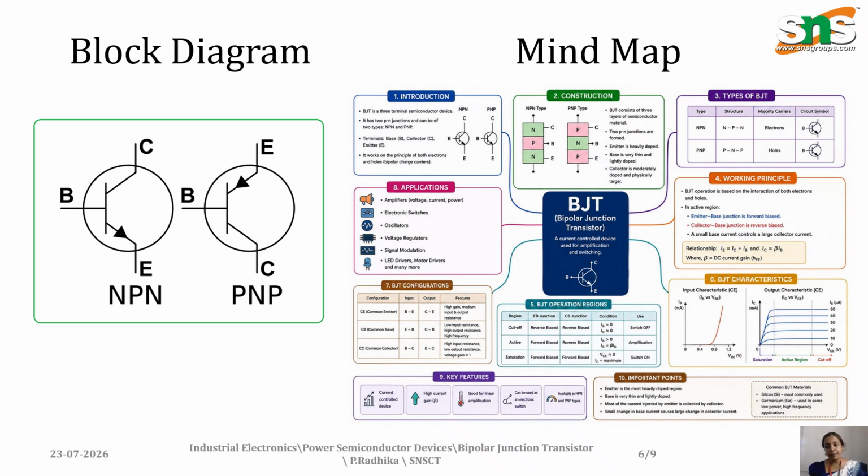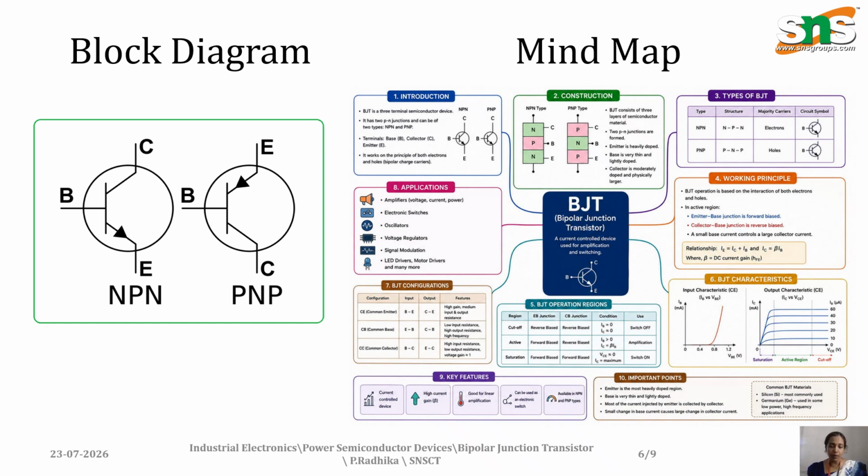In the construction, we could see the block diagram of NPN and PNP transistors. In the NPN type, the outer layers are the N layers and the inner layer is the P layer. In the PNP type of transistor, the outer layers are the P layers and the inner layer is the N layer.